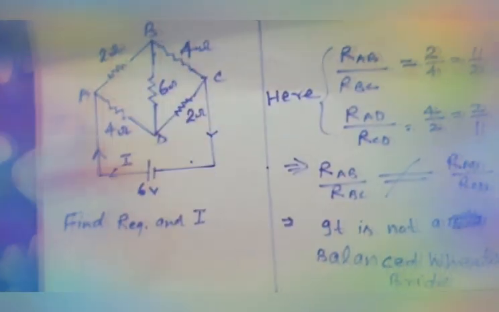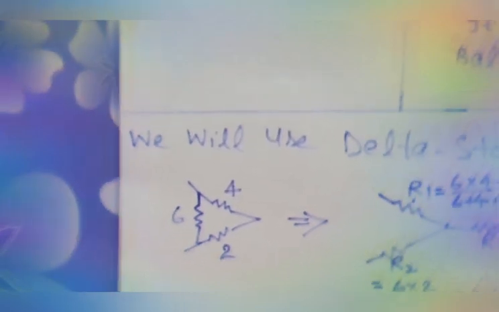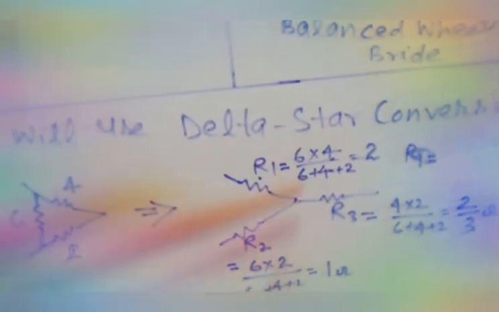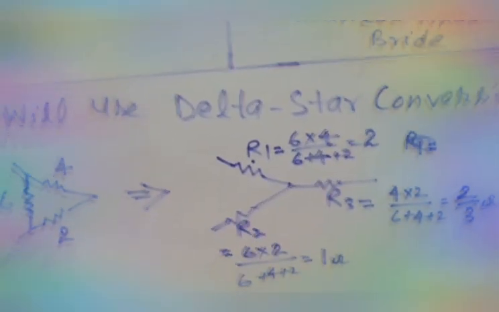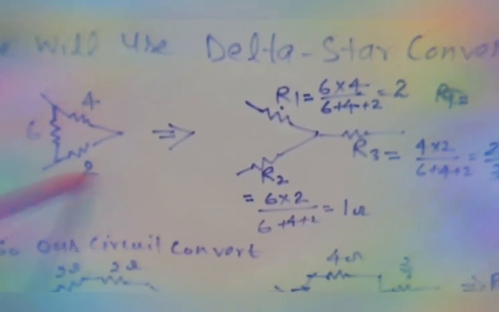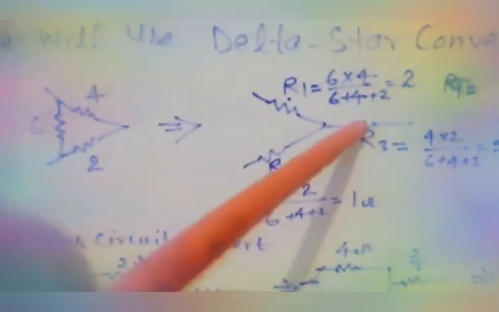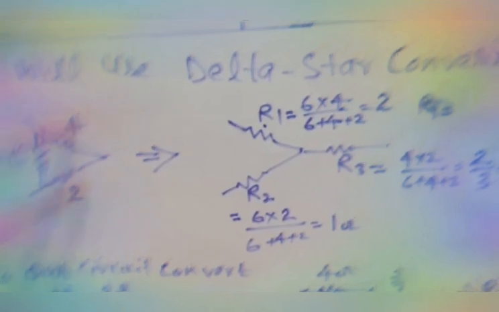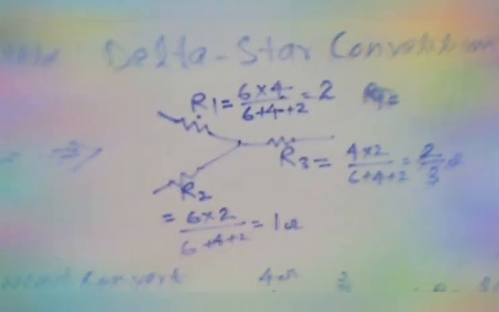So now we are going to use delta star conversion at this point. We will convert this delta into star. The sum of these three resistances is 6 plus 4 plus 2, that is 12. Then the first branch will become 6 into 4, means 24 upon 12. On simplification it will give 2. This junction will become 6 into 2, that is 12, divided by 12, that is 1 ohm, and the third branch will become the product of these two, 4 into 2, that is 8, divided by 12, which gives 2 by 3.